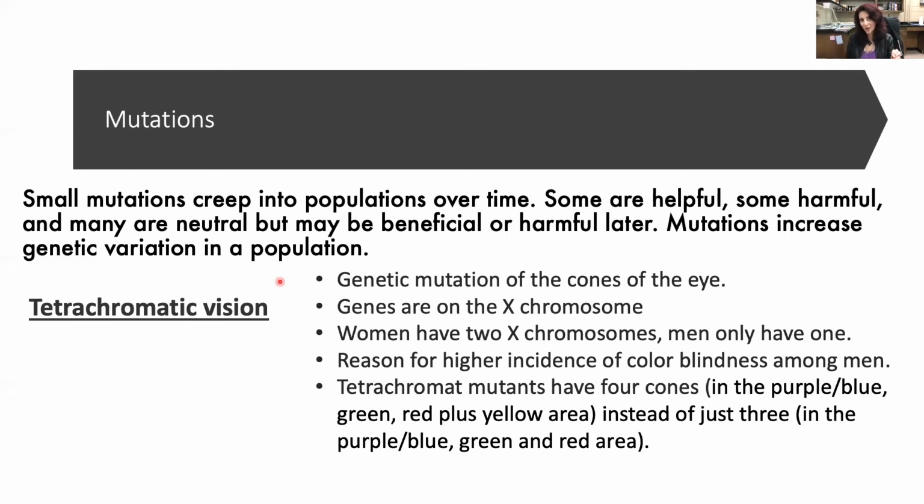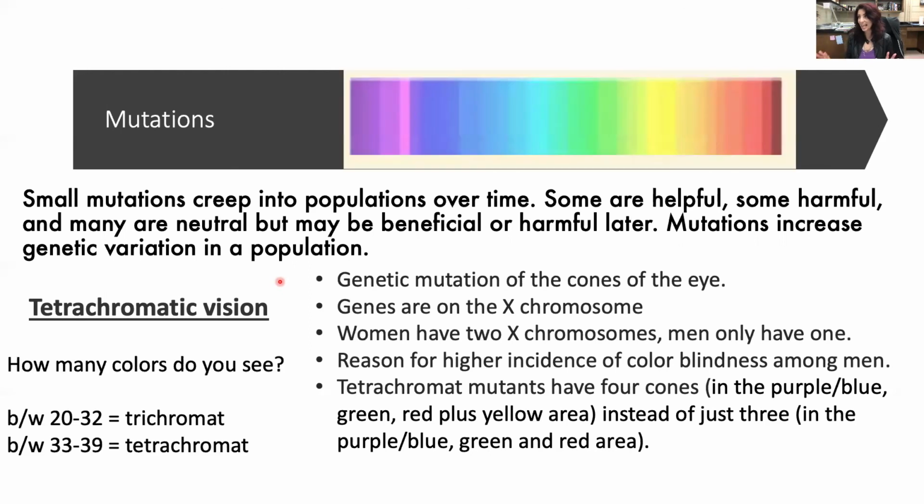So tetrachromat mutants have four cones in their eyes. And this is in the purple, blue, green, red, plus yellow area. Most of the human population actually only has three cones in their eyes in the blue, purple, green, and red area. So an interesting test to see if you are a normal trichromat or a tetrachromat mutant is to take a look at this color spectrum.